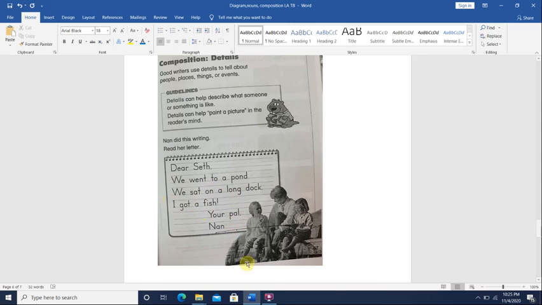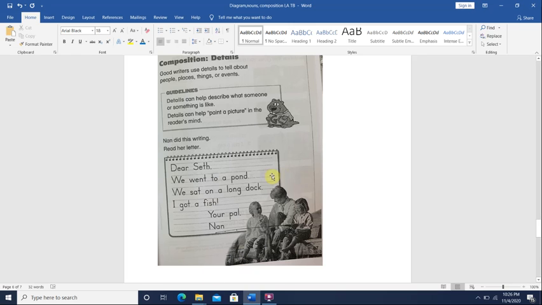Okay, so she's telling her friend Seth that she and her family or her friends went to a pond. Okay, what did they do at the pond? They sat on a long dock. A long dock is like a long path or a long board where people can walk or sit in front of the lake, because some people like to fish.